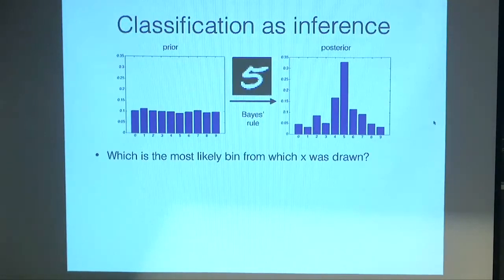So given this information, which one is the most likely bin from which x was drawn? Which digit is the most likely digit that corresponds to this image? 5. Why? Because it's the one that has the maximum probability, right? 5 is the digit that maximizes our updated belief about the world from having that observation.